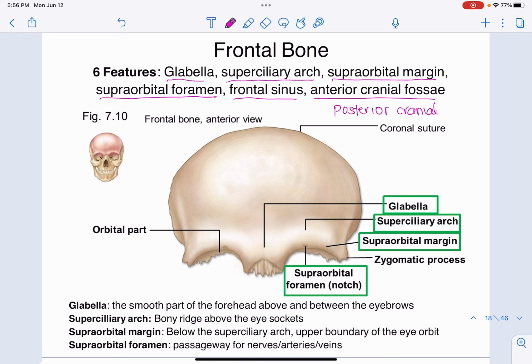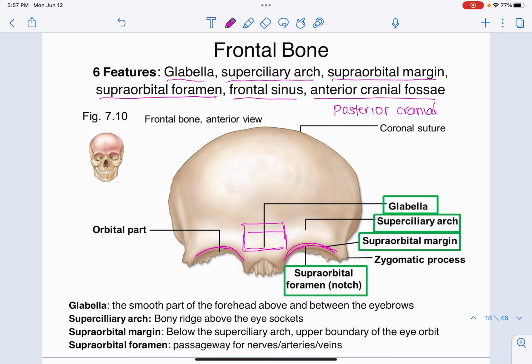All right, so let me show you a couple of these features. Let's talk about the glabella first. It is the area in between the eye sockets. It's a smooth area right here, maybe a little bit higher, that is the glabella region. All right, the supraorbital margin is this bony feature that makes up this eye socket right here.